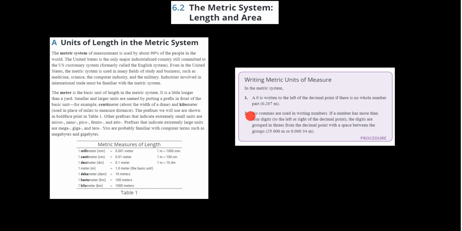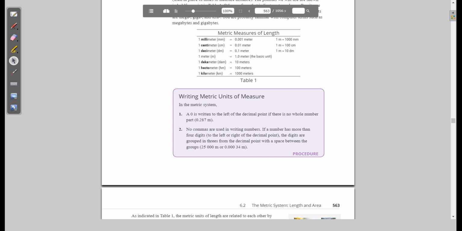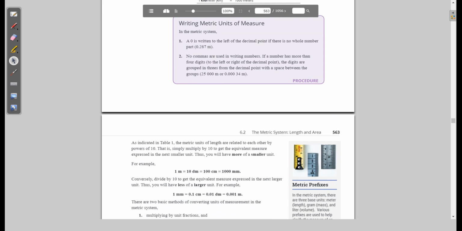So in the metric system, a 0 is written to the left of the decimal point if there is no whole number part, like 0.287. No commas are used in writing numbers. If a number has more than 4 digits to the left or to the right of the decimal point, the digits are grouped in threes from the decimal point with a space between the groups. So instead of writing 25 comma 000, there's just a space put there. And the same over here. We just put a space to denote that it's a considerably large number or smaller number.